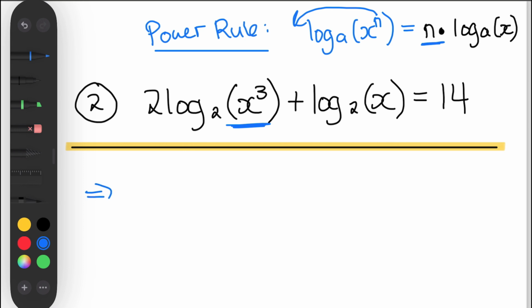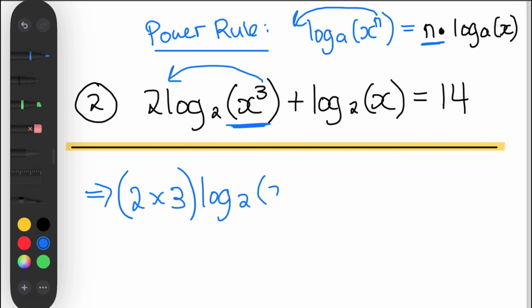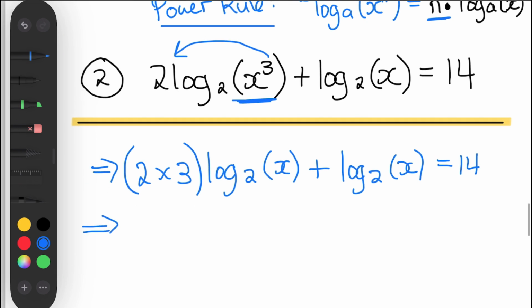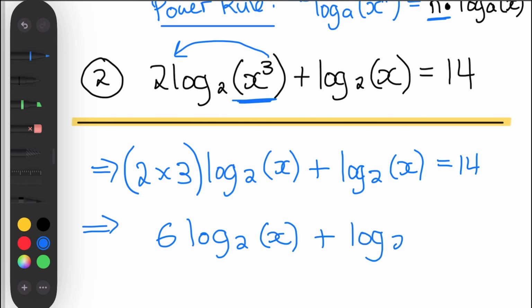So I'm going to end up having 2 multiplied by 3, as 3 is my exponent, right? It's just brought down in front as a multiplier, multiplied by log to the base 2 of x plus log to the base 2 of x is all equal to 14. And that simplifies to 6, as 2 times 3 is equal to 6, of log to the base 2 of x plus log to the base 2 of x is equal to 14.